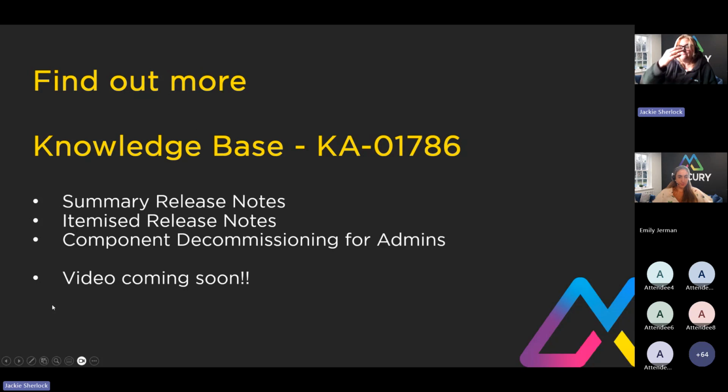So there's quite a bit there, but there's also things like software fixes, and we've got in-depth information about each of those. We've got a knowledge base article, 01786, which has all of the release notes information that you may need. Summary release notes are available on there, as are itemized release notes and some particular information for admins. The itemised release notes go line by line of every item that we've done for this release. I'm currently working on the video that accompanies this, and it will be out with you in the next week.